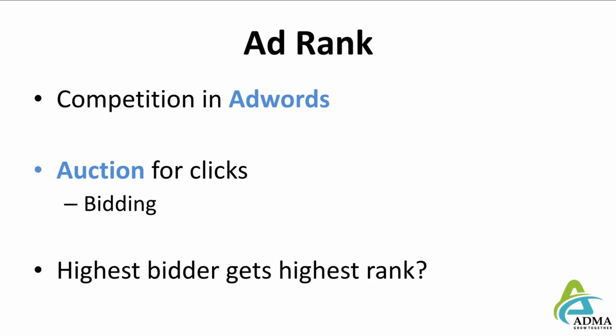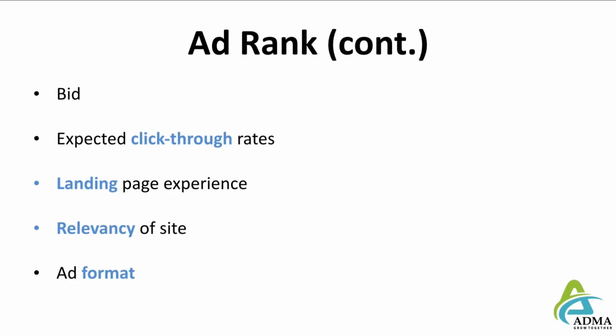Google does not look at the bid as the only factor to decide the placement of your ad. Google wants to show only pertaining sites in their search engine and avoid advertisers simply buying over the ad space with irrelevant ads. The calculation of ad rank is the combination of your bid, expected click-through rates, landing page experience, relevancy of site, and ad format.